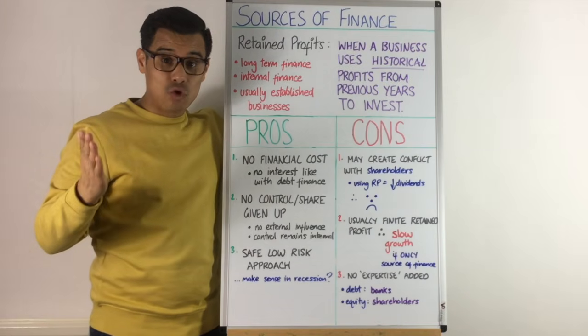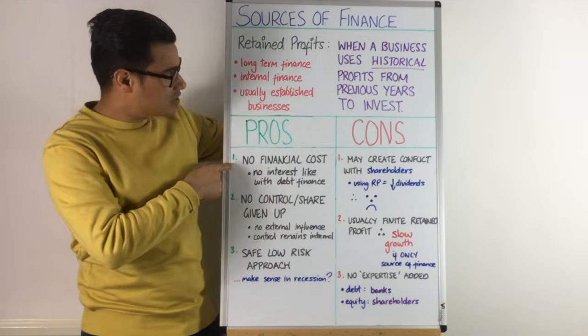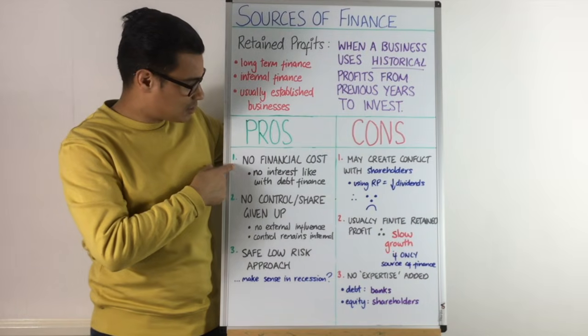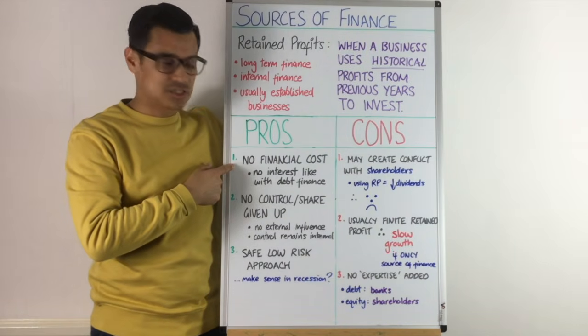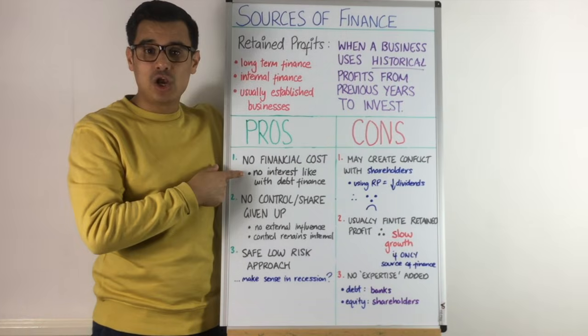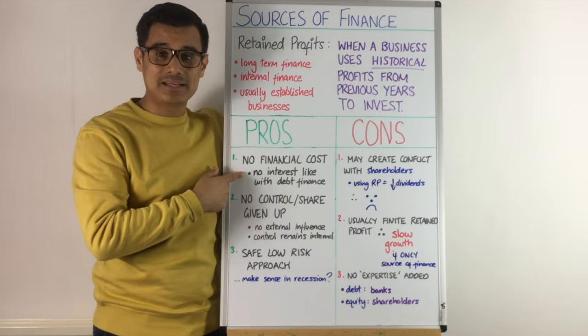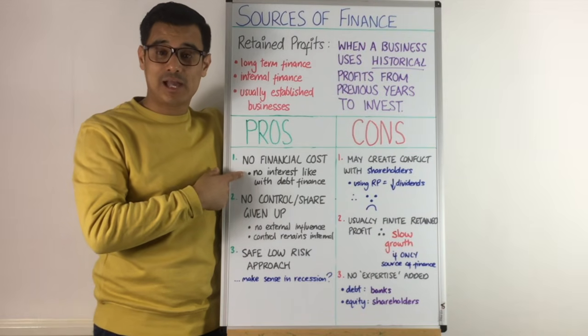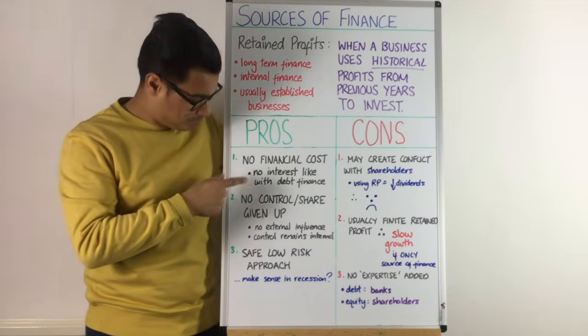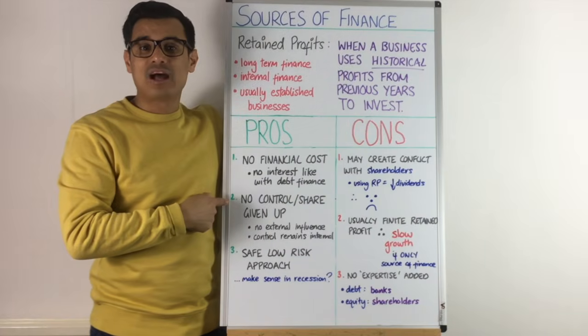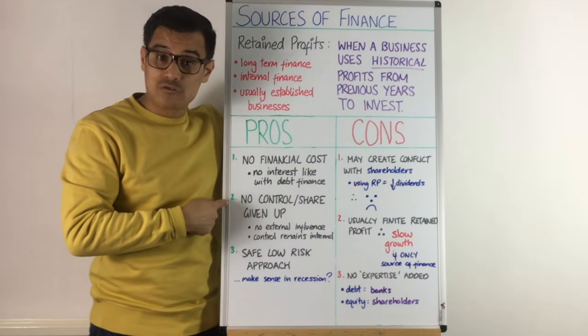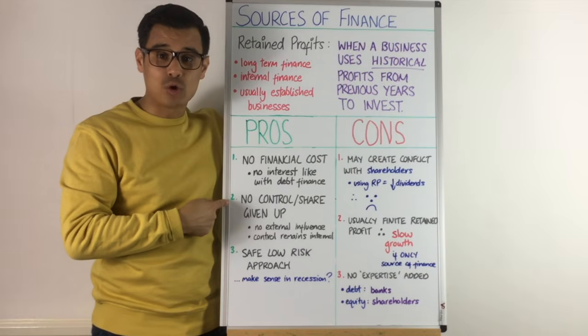Pros and cons of retained profits. Well, number one is that if you use retained profits, there's no financial cost, because it's not like with long-term debt where you have to pay interest. There's no interest that needs to be paid. It's your profits, it's your cash from previous years. And secondly, you're not giving up, like with equity, like with shares, any control in your business because it's your own cash.